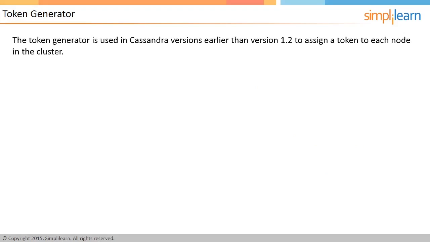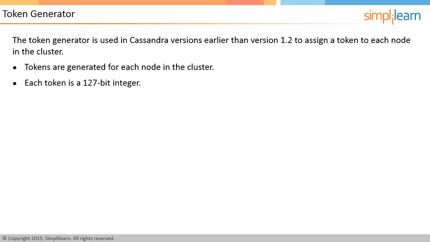The token generator is used in Cassandra versions earlier than version 1.2 to assign a token to each node in the cluster. In these versions, there was no concept of virtual nodes, and only physical nodes were considered for distribution of data. The token generator tool is used to generate a token for each node in the cluster based on the data centers and number of nodes in each data center.